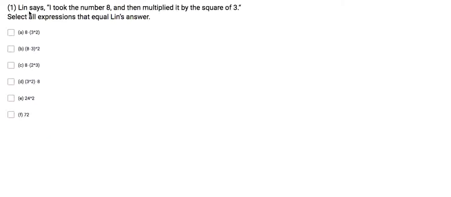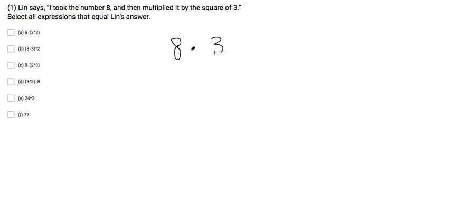So for number 1, Lynn says, I took the number 8 and then multiplied it by the square of 3. Select all the expressions that equal Lynn's answer. So first things first, we took the number 8 here and we multiplied it by the square of 3.